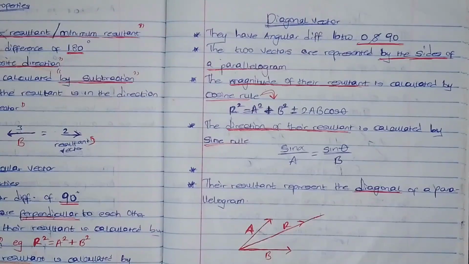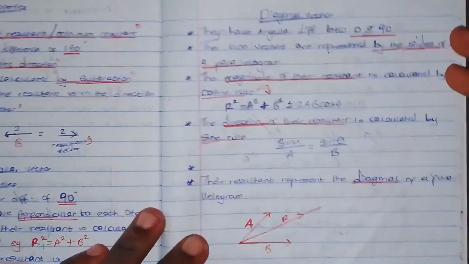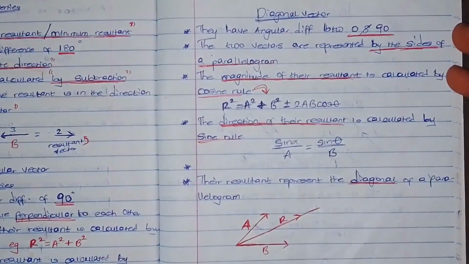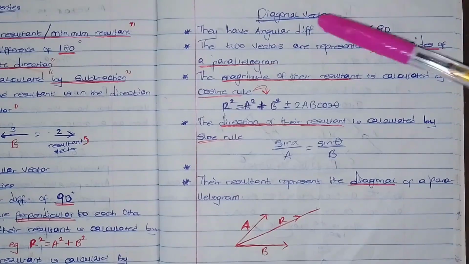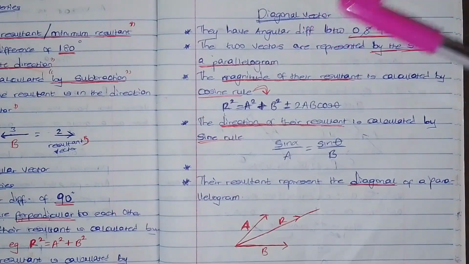Now, talk about diagonal vector. These are the last categories of vector. Remember, there are four categories of vector. They are parallel vectors, antiparallel vectors, perpendicular vectors, and diagonal vector. So this is the last category of vectors, which are called the diagonal vector.